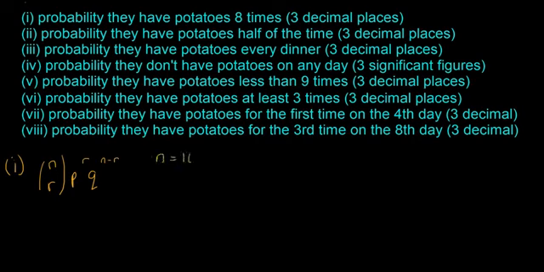I'll write each one of these out. n is equal to 10, they have dinner 10 times. r is the number of times they have potatoes, that's a success, and in this question r is equal to 8. p is equal to 0.7, that's the probability of potatoes, and q is equal to 0.3. Now it's just about sticking all of these into a calculator and multiplying them all.